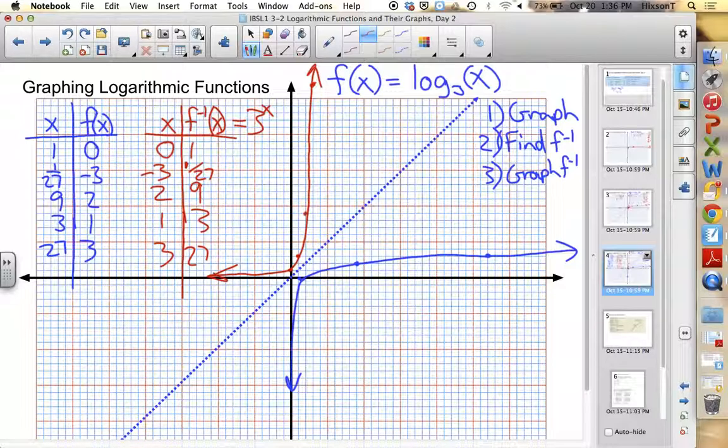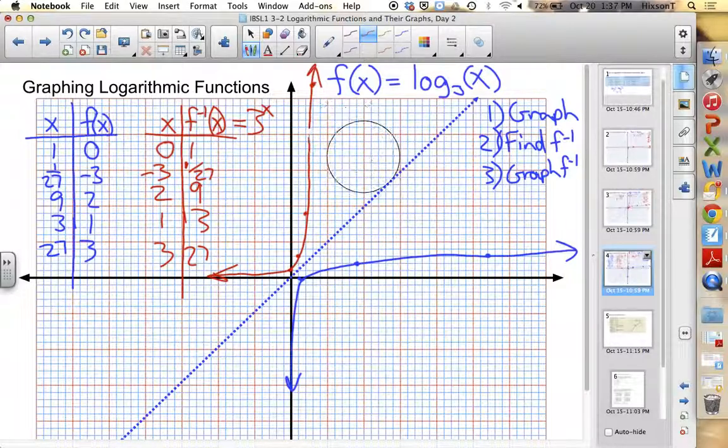But everything that we've learned about how to transform a parent function still applies. Okay? So think with me. How would I move the log base 3 of x to the right 4 spaces? Right 4 places. Minus 4. Log base 3 of x minus 4. Would the x minus 4 be in the parentheses or would the minus 4 be outside? Inside. Okay? If I wanted to shift this 4 places to the right, it would be the log base 3 of x minus 4.